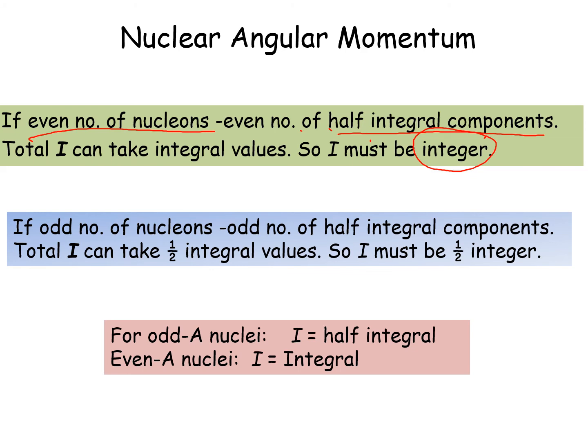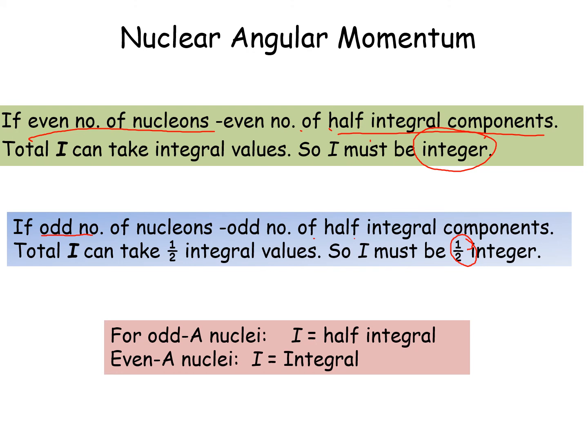On the other hand, if we have an odd number of nucleons, then an odd number of half integral components. So I can take half integral values. So I must be half integral here. Fine. So what is the selection rule for the nuclear angular momentum? That is, for the odd A nuclei, our nuclear spin is half integral, and for the even A nuclei, our nuclear spin is integral. Okay. So the conclusion is that our nuclear spin can be integral, half integral or 0.